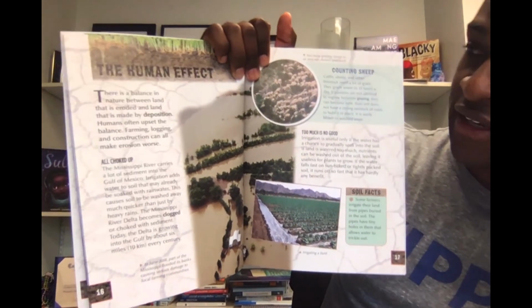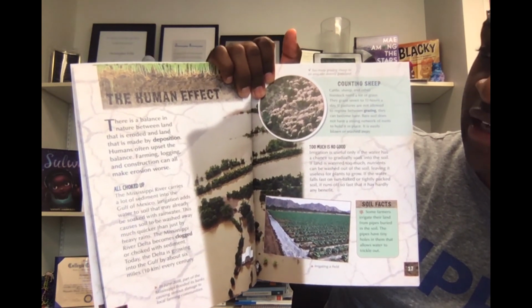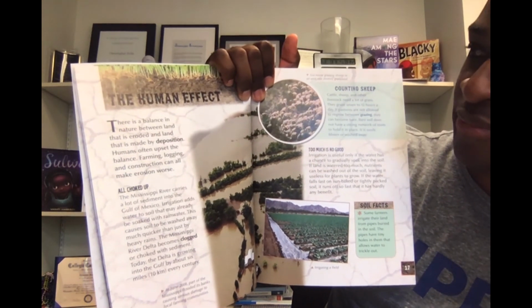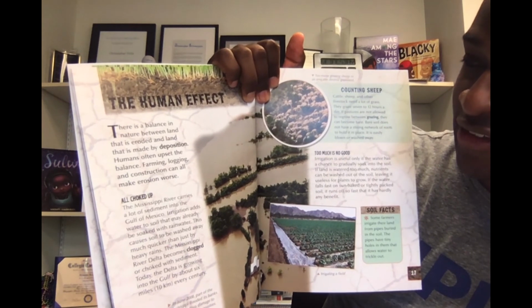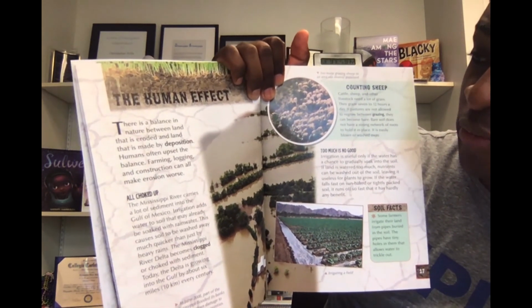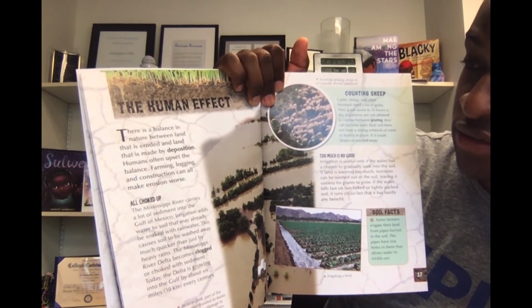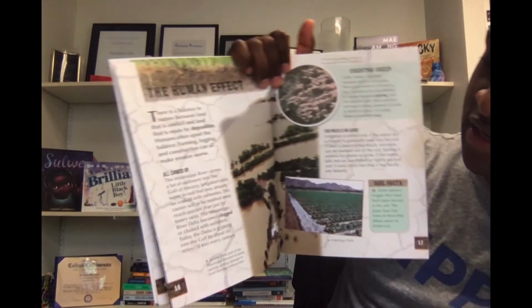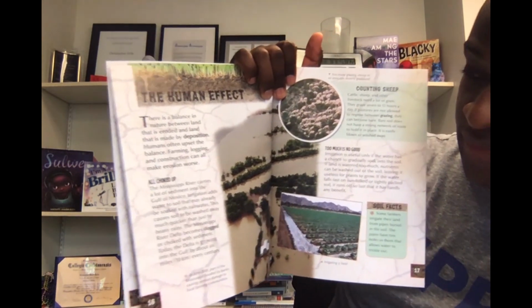The human effect. There's a balance in nature between land that is eroded and land that is made by deposition. Humans often upset the balance. Farming, logging, and construction can all make erosion worse. The Mississippi River, that's the largest river in the United States, carries a lot of sediment into the Gulf of Mexico.